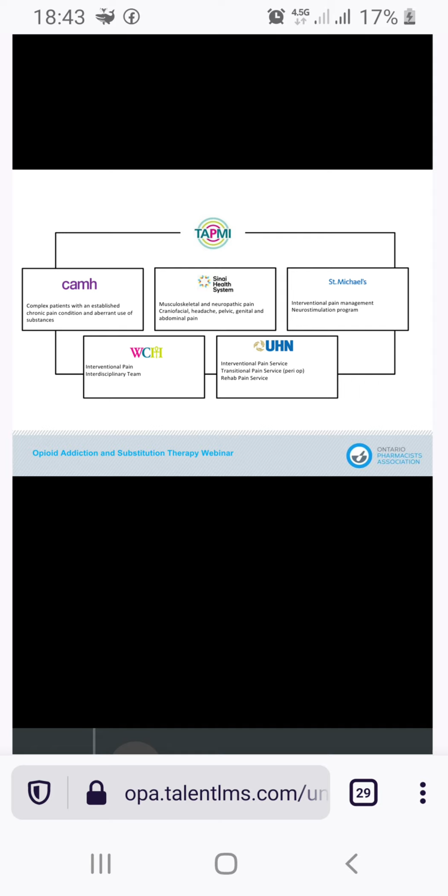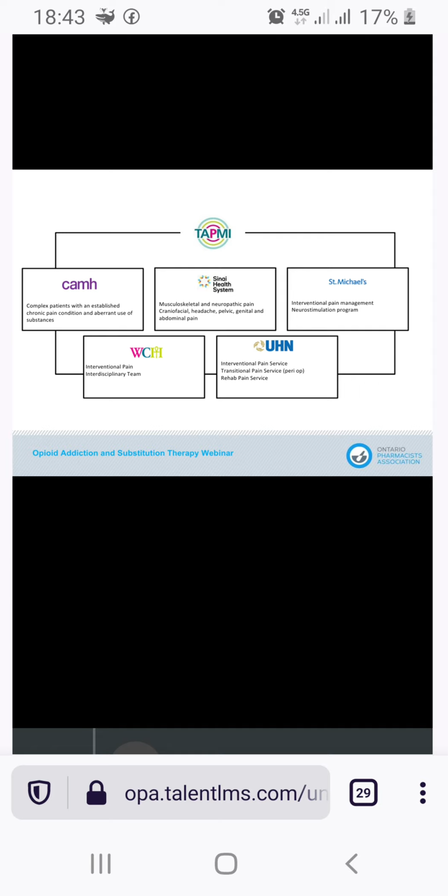And you can see there's 5 programs that we're linked to, what we call our spokes. So the Center for Addiction, so we're not linked to the whole hospital, but we're linked to the chronic pain program. So the Center for Addiction and Mental Health has a program that is focused on chronic pain, opioid or substance misuse, as well as mental health.